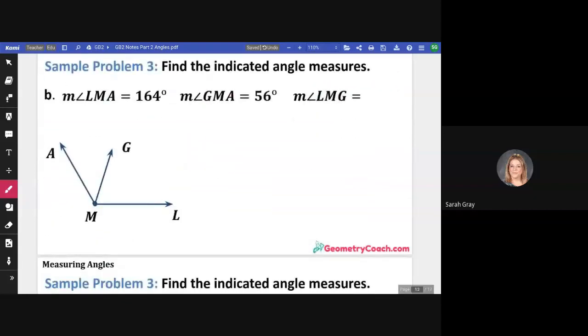Okay, let's do it again. Label angle LMA. This time we're starting with the whole. Angle GMA is 56. And we're trying to find angle LMG.